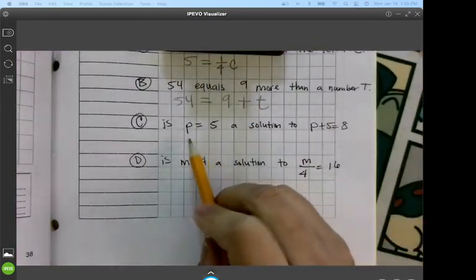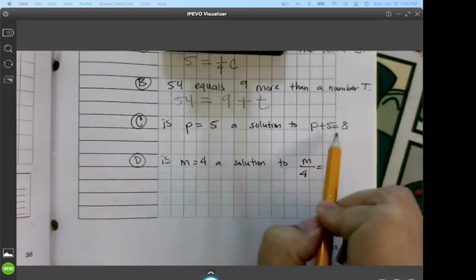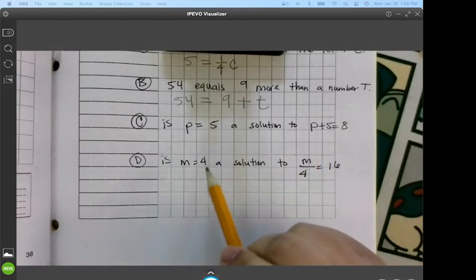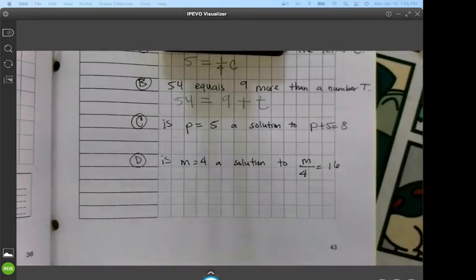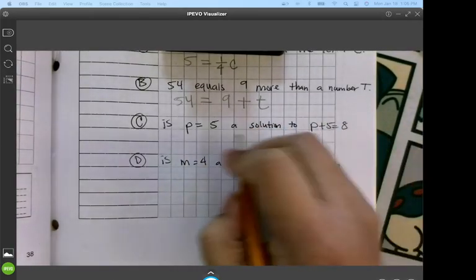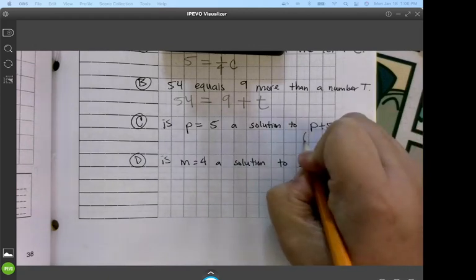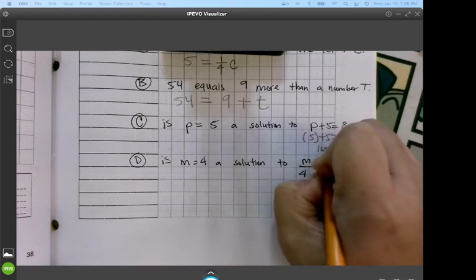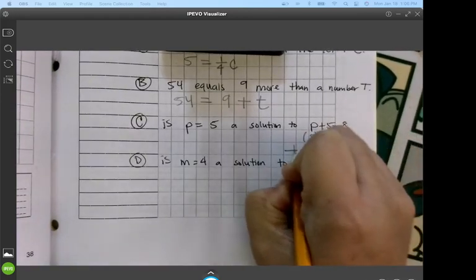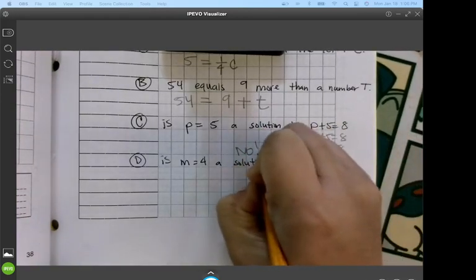All right, is p equals 5 a solution to p plus 5 equals 8? Go ahead and take a minute and pause. Tell me, is p equals 5 a solution? And prove it. To prove it, instead of p, I'm going to put a 5 there. 5 plus 5 is 10, and 10 does not equal 8. So no.